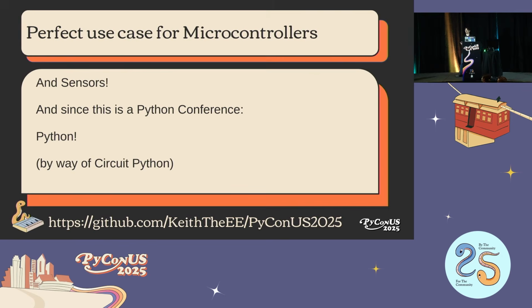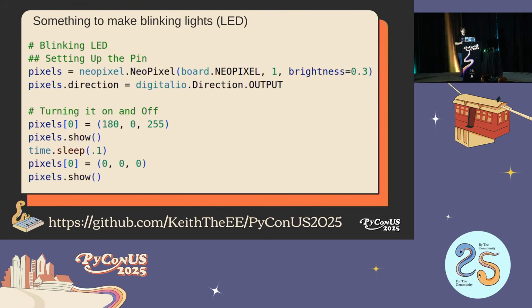This is a great use case for microcontrollers and for sensors, and since this is a Python conference, I'm going to stick with Python courtesy of CircuitPython. Now, it's really easy to build a sky alarm. This is all of the code you need to build a sky alarm. To blink an LED, you're just going to have an LED pixel object, and then you're going to turn it on and turn it off.